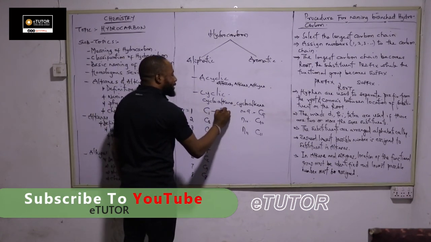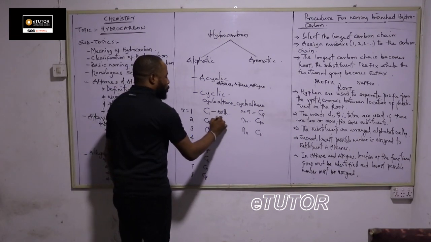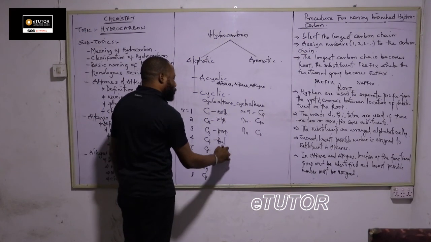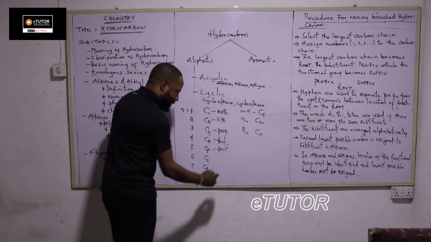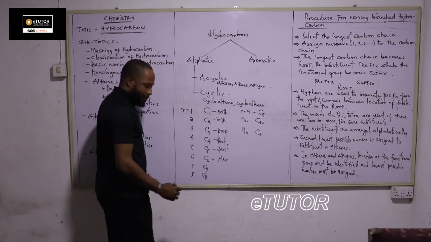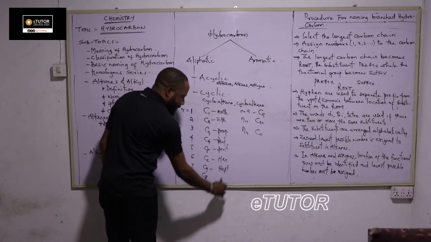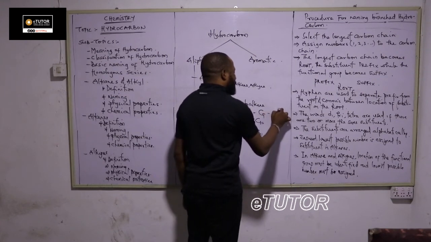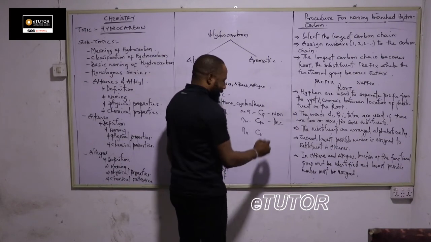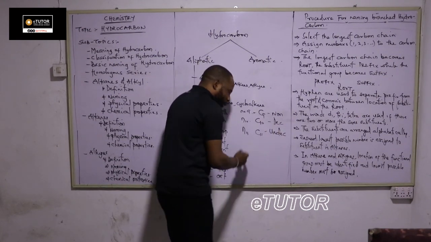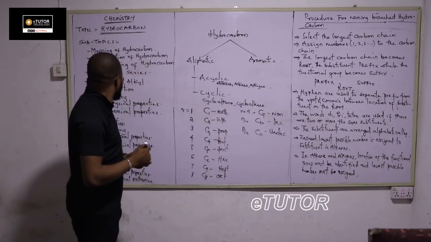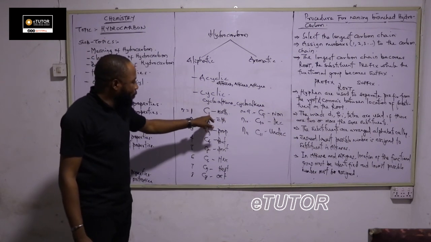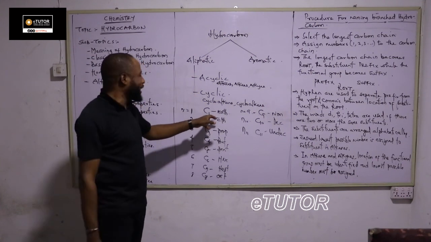One carbon atom is named meth. 2 is eth. 3 is prop. 4 is but. 5 is named pent. 6 is named hex. 7 is named hept. 8 is named oct. 9 is named non. 10 is named dec. 11 is named undec. 12 is named dodec, etc. Now, this is the basic naming of all hydrocarbon. You name them starting from the word for the number of carbon atoms possessed by each and every hydrocarbon.